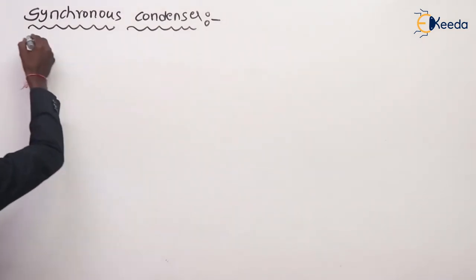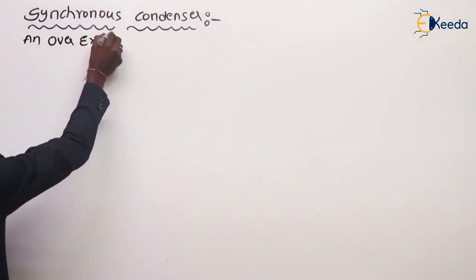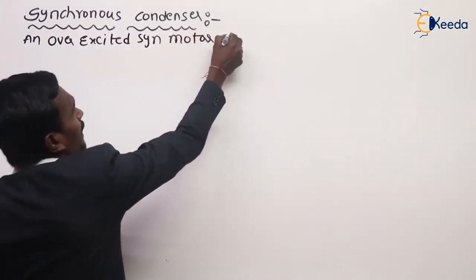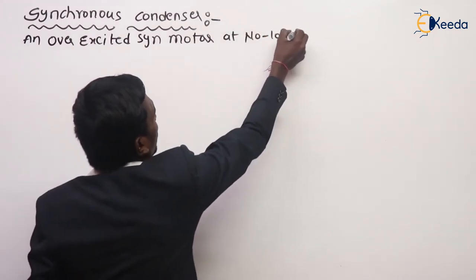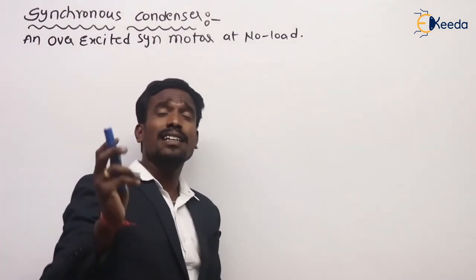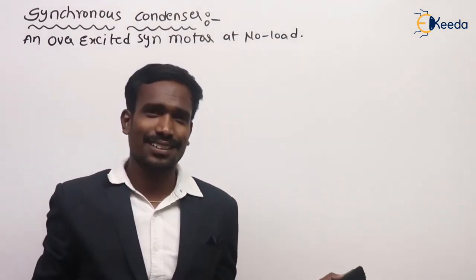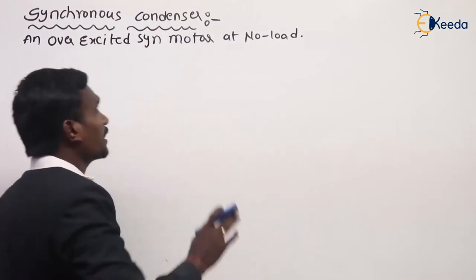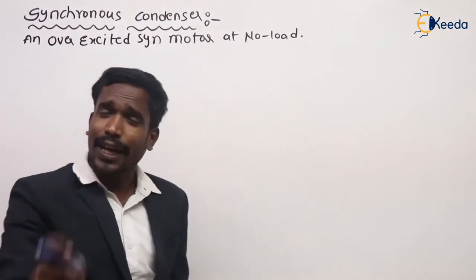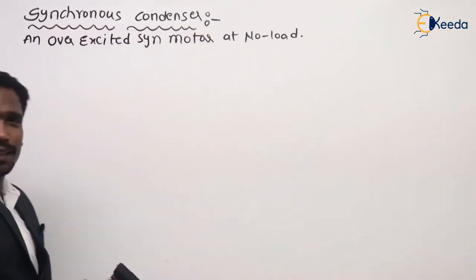A synchronous condenser is nothing but an overexcited synchronous motor at no load. Nothing but a no load overexcited synchronous motor is called a synchronous condenser. That's it. Are you getting it or not? This is a synchronous motor operating at no load condition and overexcited condition.